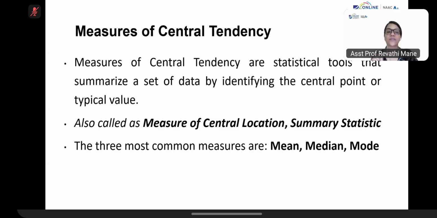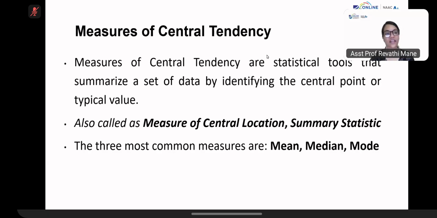So these measures of central tendency are statistical tools which will revolve around the central point of the data. So measures of central tendency will summarize the data by identifying one central point, or one value, which helps us to understand or make decisions about the data. So measures of central tendency is also called the heart of the data, measure of central location, and also summary statistic. So there are three most common measures: mean, median, and mode.